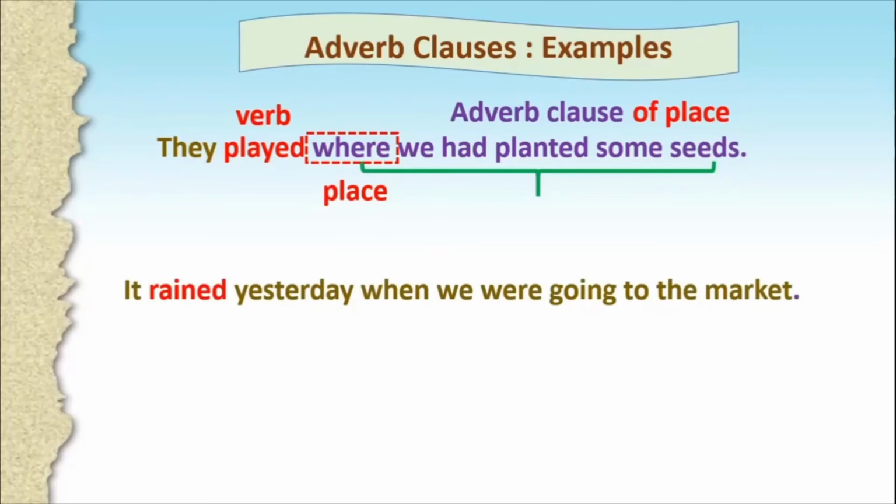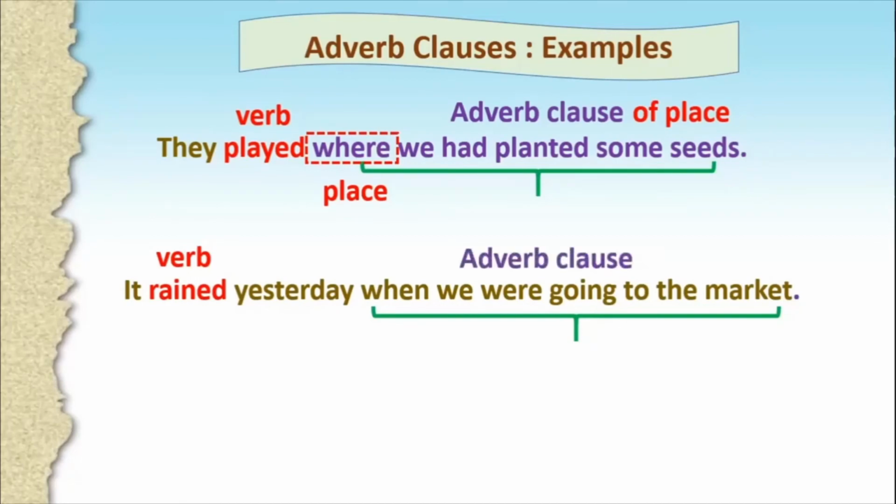It rained yesterday when we were going to the market. Okay? So rained here is the verb. We know it. When we were going to the market is the adverb clause. Concentrate on the word when. When means a time. We are talking about time when we use the word when. So this particular adverb clause, when we were going to the market, is an example of adverb clause of time.